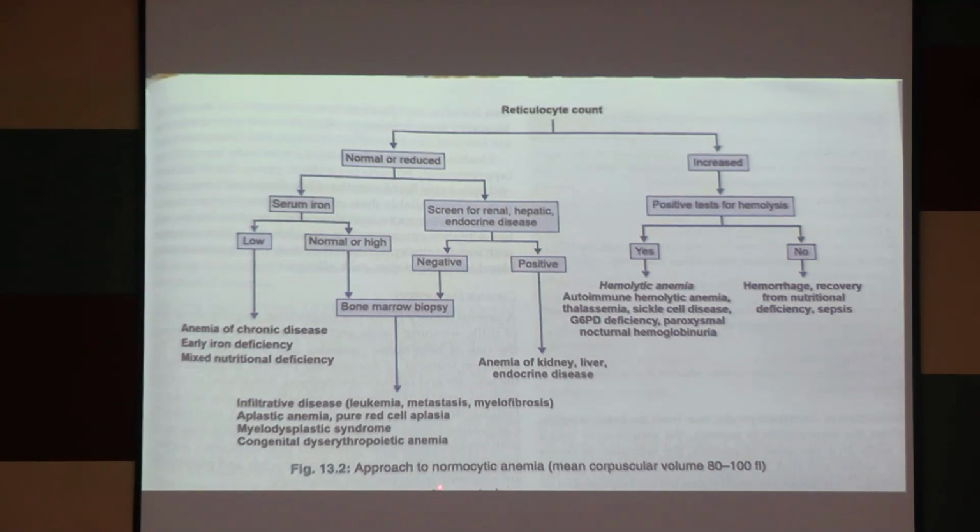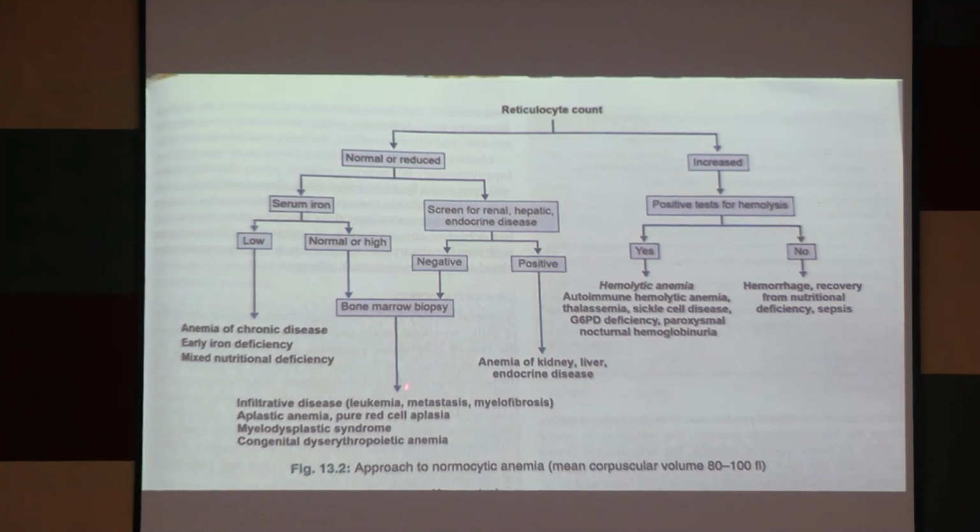Then in case of normocytic anemia, when the mean corpuscular volume is 80 to 100 femtoliter, again we will perform a reticulocyte count. So, reticulocyte count normal or reduced, we perform serum iron. Iron low means it can be anemia of chronic disease or early iron deficiency or mixed nutritional deficiency. If serum iron is normal or high, bone marrow biopsy to be done.